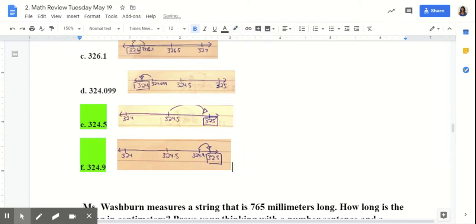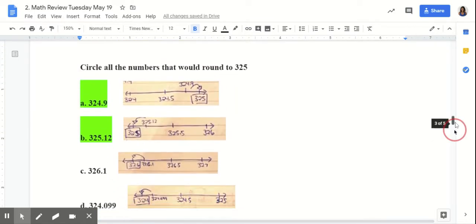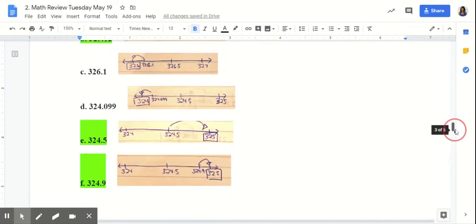But also, just to back up your answer choice, we should also create this number line and put the endpoints, as always, plot the point and visually see that this is directly next to 325. So the answer choices that we have correct are A, B, E, and F.